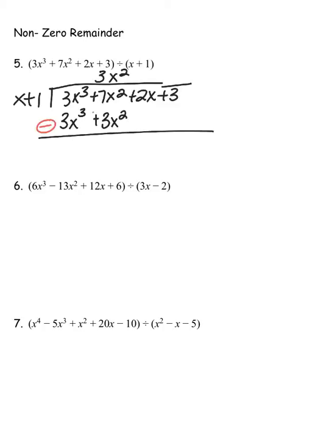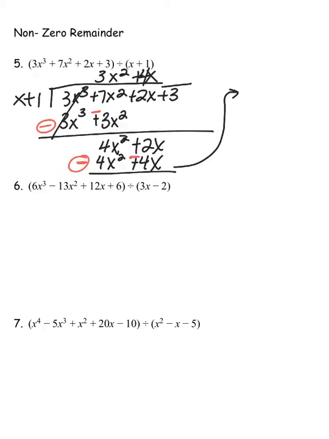I subtract, change my sign. I get 4x squared plus 2x. X goes into 4x squared, 4x times. So I get 4x squared plus 4x. I'm running out of room. I subtract. I change my sign.